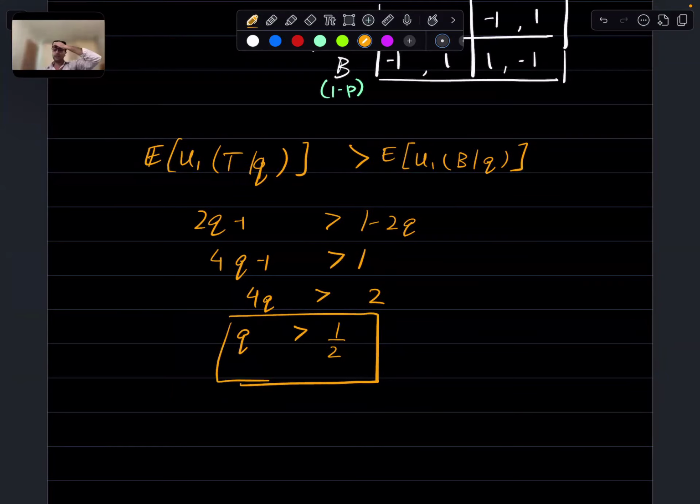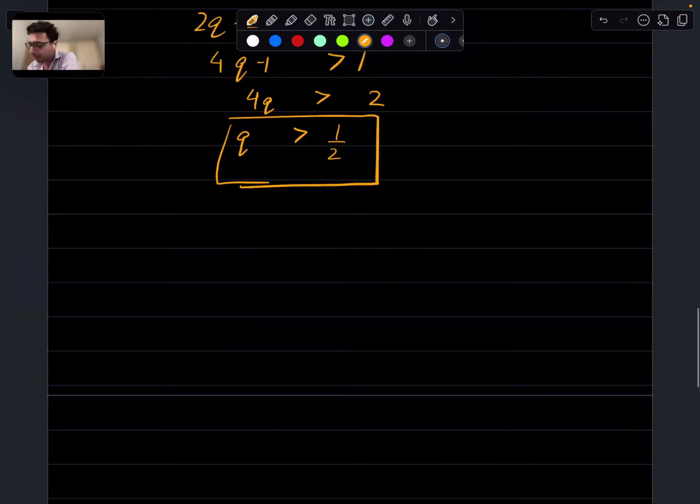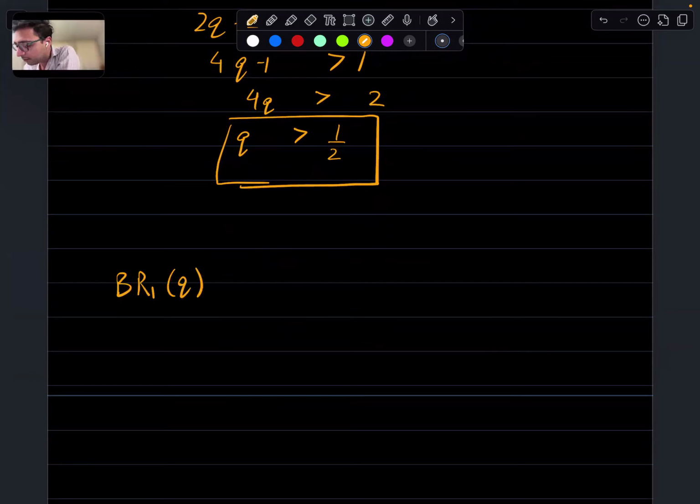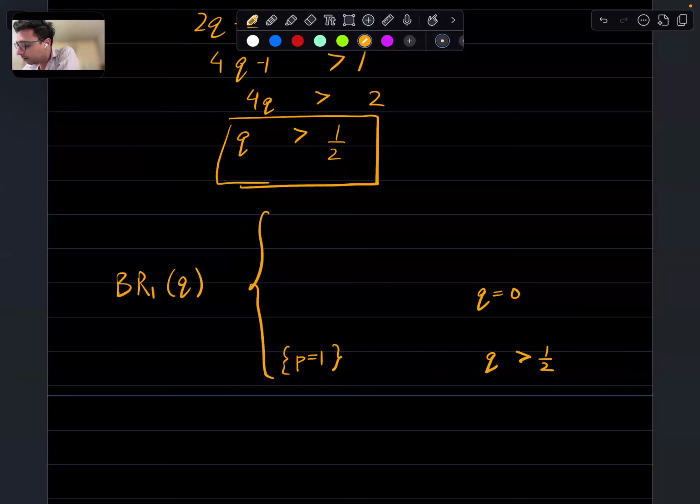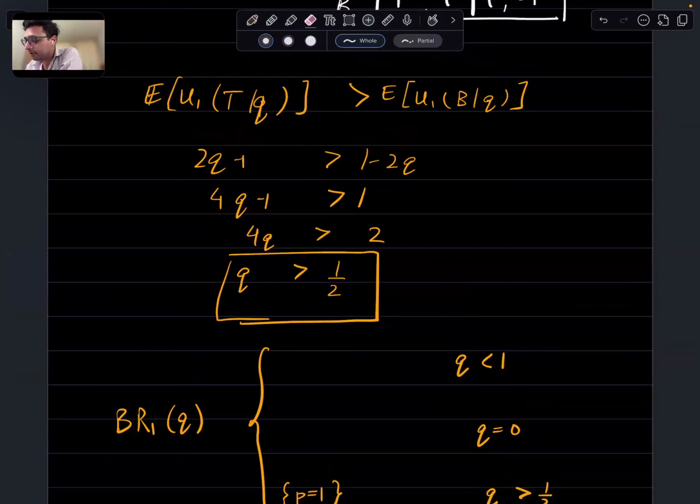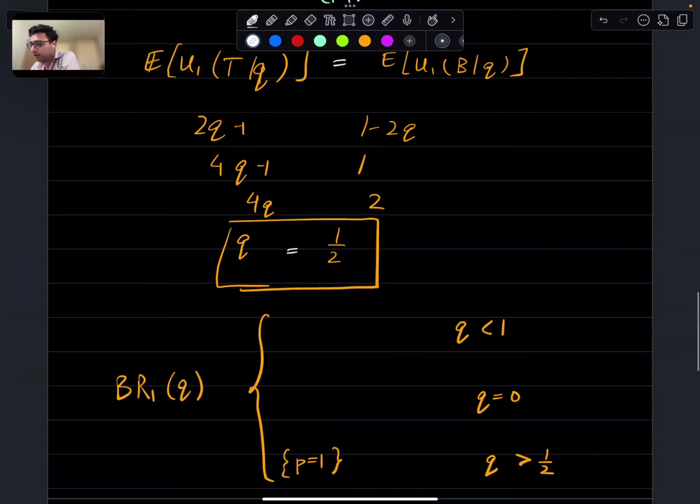Okay, so when Q is greater than 1/2, then player 1 would prefer to choose T all the time, which means P equals 1. And just write out player 1's best response function. So this is BR1 as a function of Q. So when Q is greater than 1/2, player 1 chooses P equals 1. For the other cases, we can figure out what we need just by changing this sign, right? So when Q is equal to 1/2, these two things will be equal.